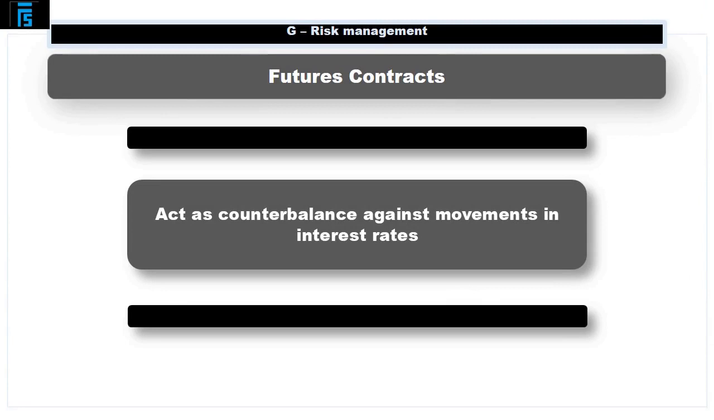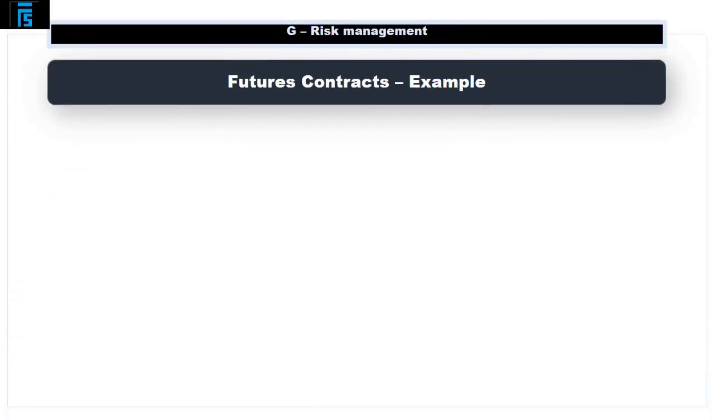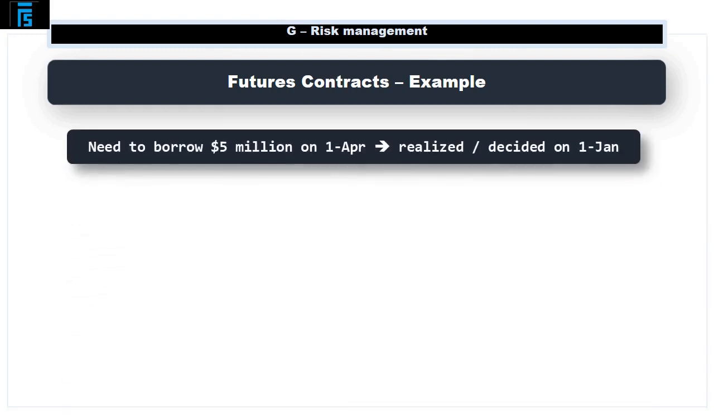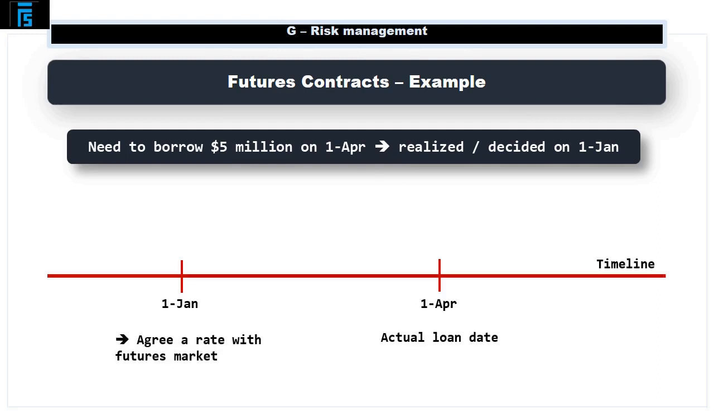Futures contracts can also be used to act as a counterbalance against movements in interest rates. They work on a similar principle to that explained in relation to foreign currency risk management. Following from our earlier example, a rate is agreed with the futures market when it's forecasted that we'll need to borrow in the future. So, if on the 1st of January we realise we'll need to borrow $5 million on the 1st of April, we can agree a rate for the loan that we'll sign on the 1st of April on the 1st of January with the futures market.